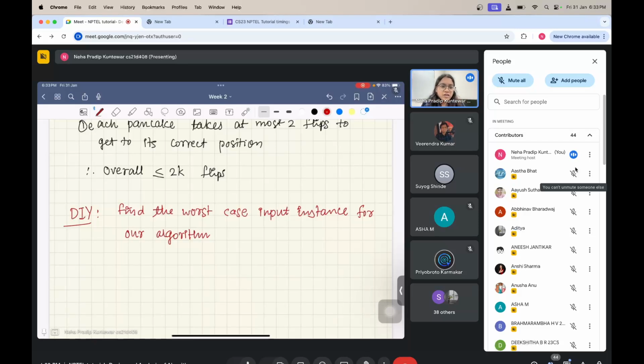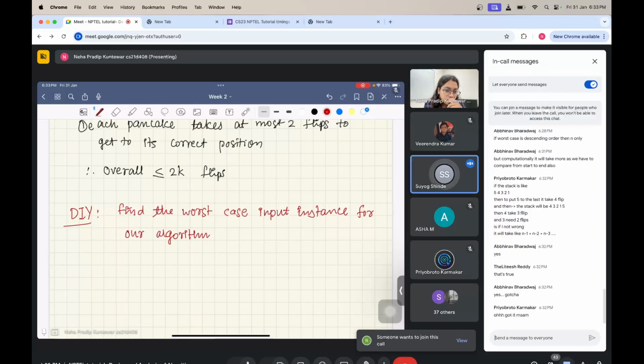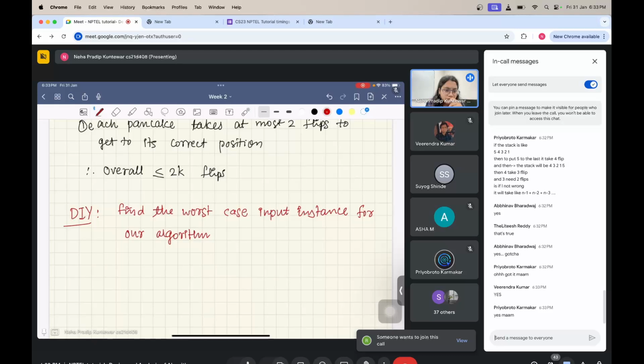Now that we have this algorithm, can you try to write a recurrence relation for this? So what I mean by that, are you aware of recurrence relations? Yes. Okay, so can you try to come up with a recurrence relation for our algorithm?